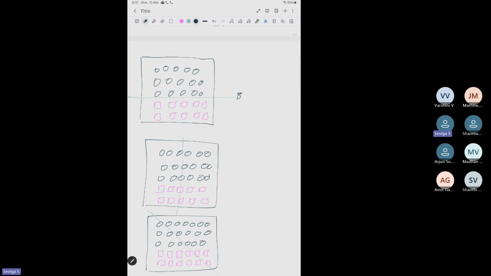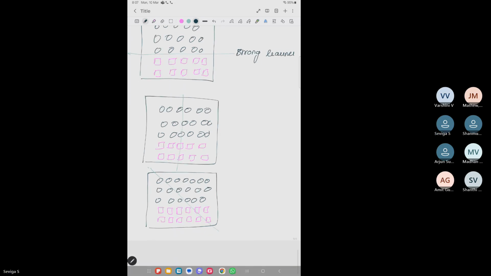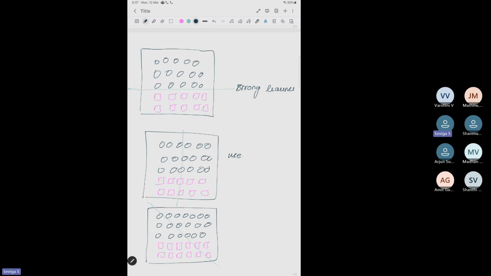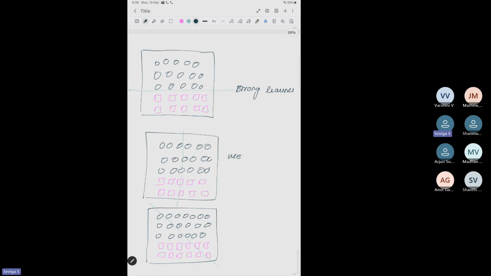So this is the strongest learner because it splits the data into two different data. This one is a useless classifier because it is only by chance we can get the right category. So the horizontal one is the best split which we will get, but this is a terrible classifier or learner.